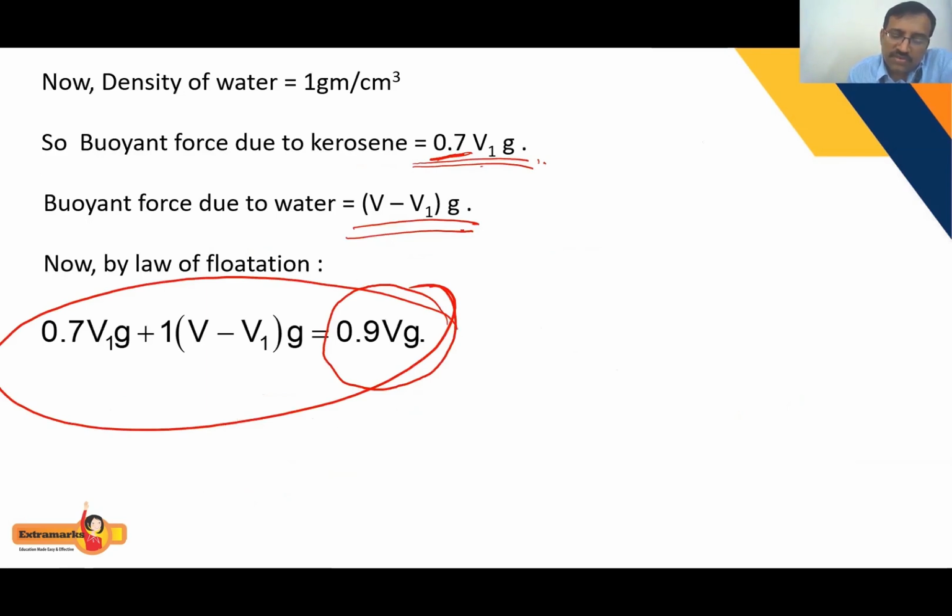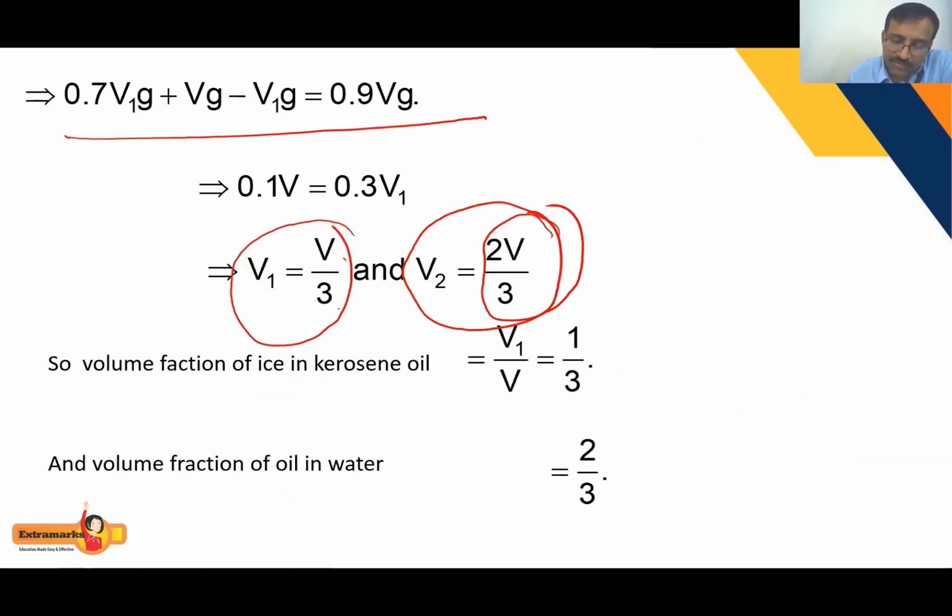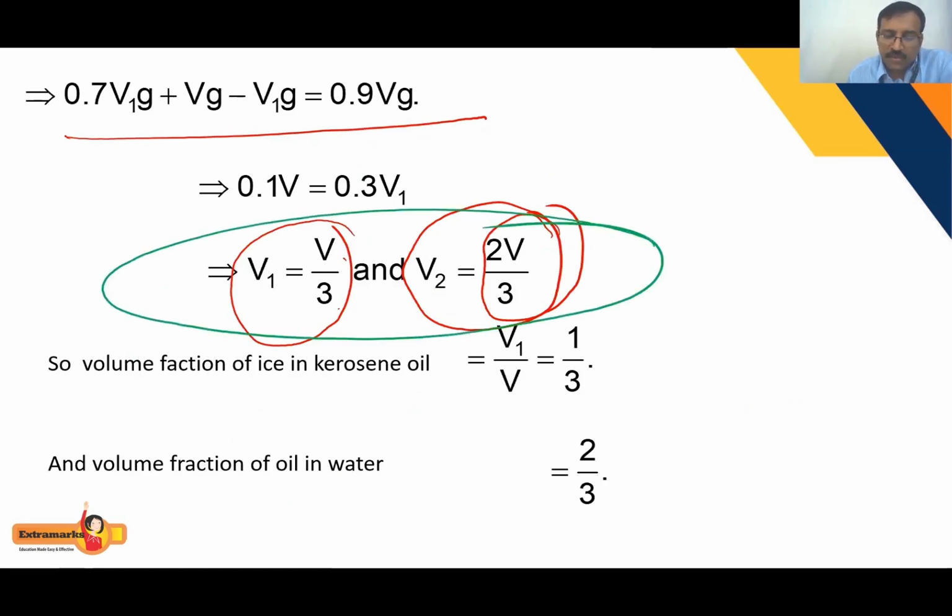Now, buoyancy force is equal to density of the liquid displaced times volume times g. Buoyancy force due to water is this much. Then the law of flotation says that upward force should balance downward force. Then upward force is this much. Downward force is the weight of the ice cube. Then after solving, we will get this much. Practice this. So the fraction of ice in kerosene is 1 by 3, then obviously in water it will be 2 by 3.